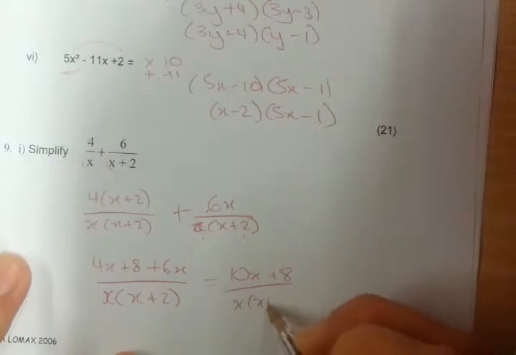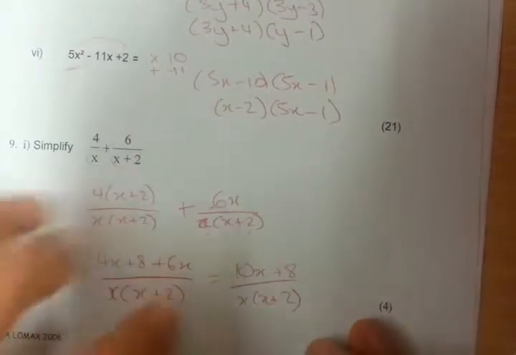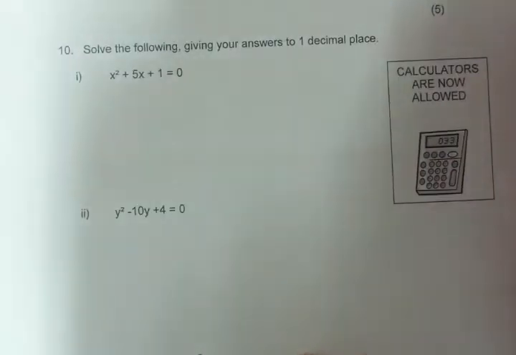Does the top factorize? Yes, there's a 2. Is any of the factors then common to the bottom? No, so we can leave it like that. If there were, then we can cancel it down further. Hence or otherwise, solve this equation.